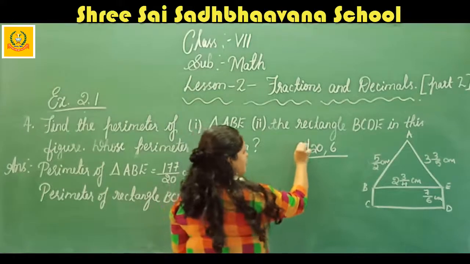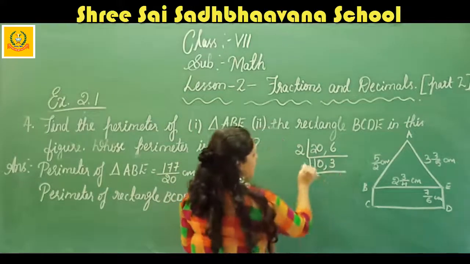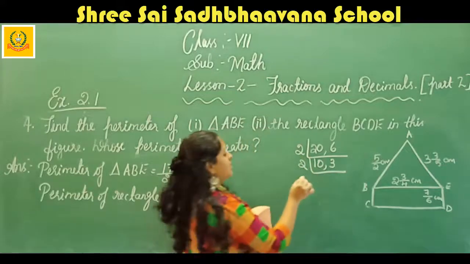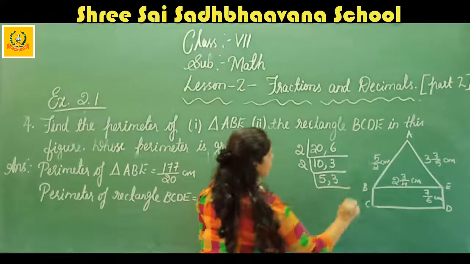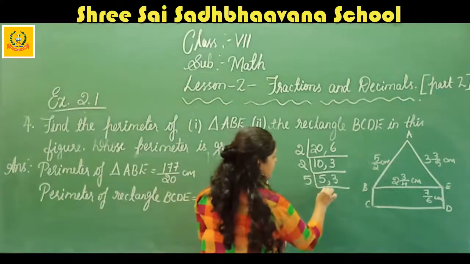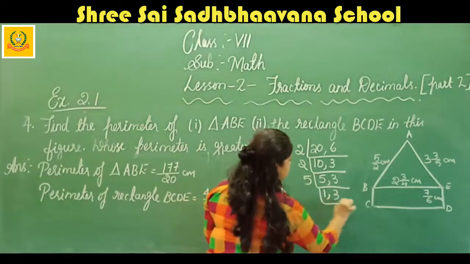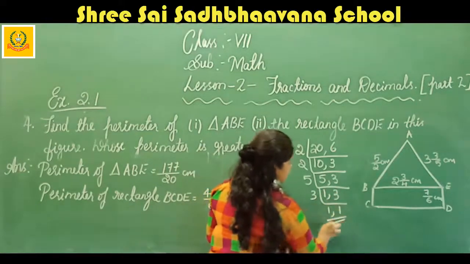Okay, so I will take 2. 2 tens are 20 and 2 threes are 6. Again I will take 2, okay. Yes, 2 fives are 10 and 3 I cannot divide, I will write as it is. Now what do I have to take? I have to take 5 or 3. 5 ones are 5, 3 as it is. Now I will take 3. 1 as it is, 3 ones are 3.